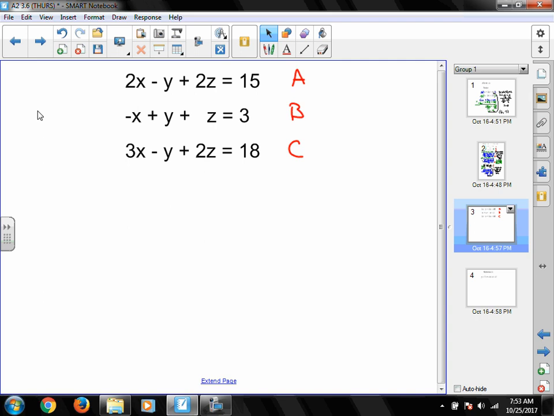In this one, I look for what could I easily eliminate. Well, in A and B, it looks like my y's already have the same number, opposite signs. They're both y. One's negative, one's positive. Negative in A, positive in B. So, since I already have my y's by themselves in A and B, let's eliminate those right away. So, I'm going to take A plus B to eliminate y.